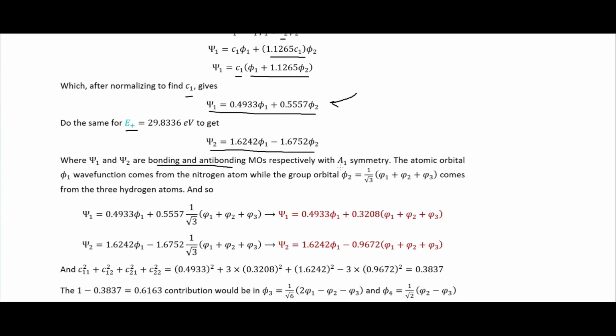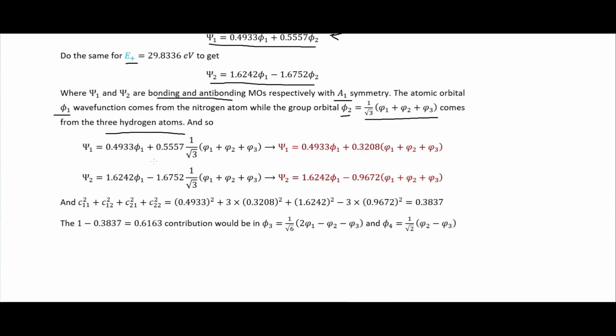We are looking at this in ammonia, and those are the ones with the A1 symmetry. The atomic orbital phi1 wave function comes from the nitrogen atom, while the group orbital phi2, which is this, comes from the 3 hydrogen atoms. These are things we will be finding out how to derive in the next several videos. But we can use these secular determinants to actually find the energy for these.